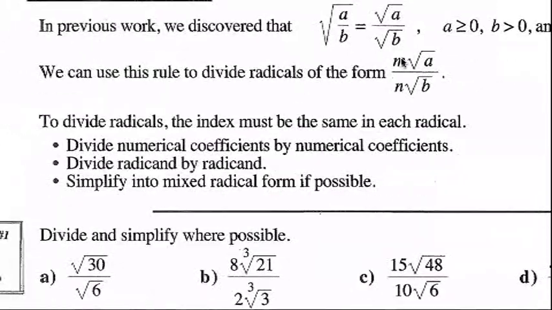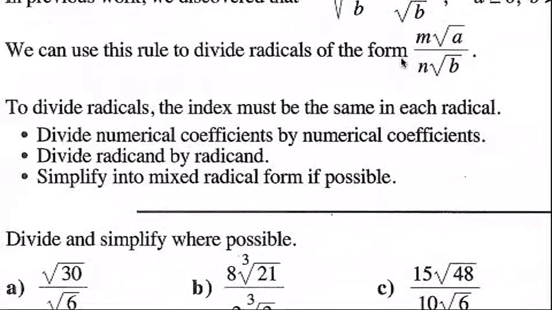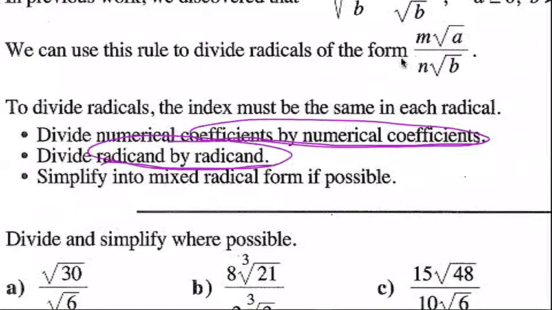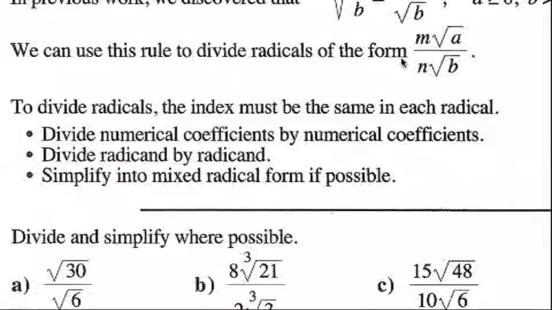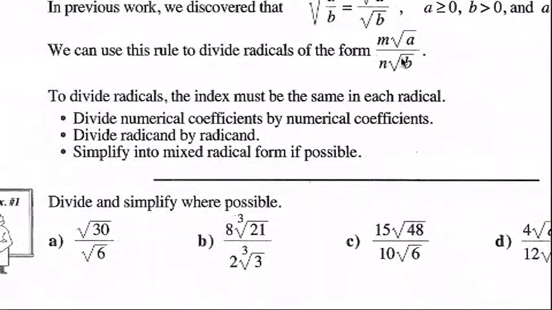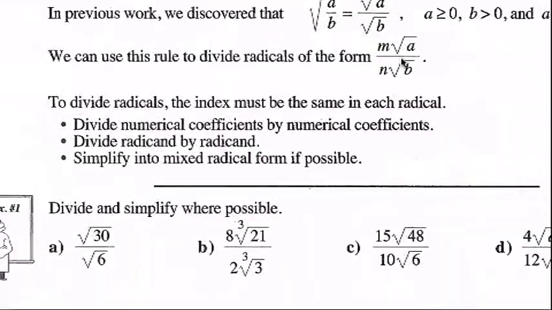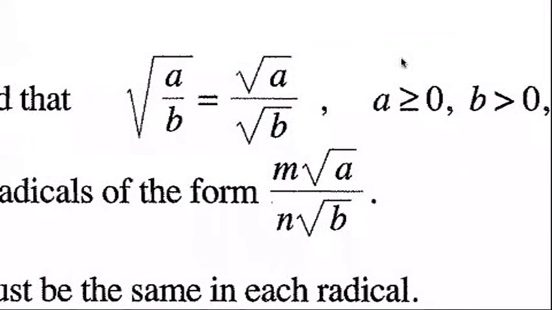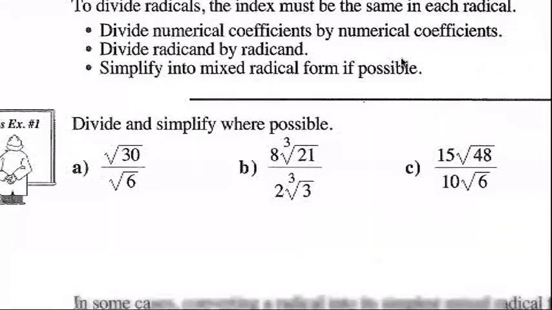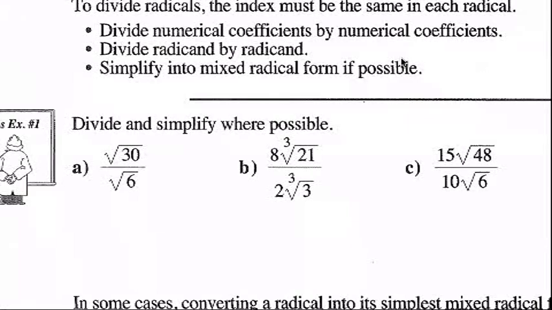To divide radicals, the index of the radical must be the same in each radical. You divide the numerical coefficients by the numerical coefficients, so the numbers outside by numbers outside. We can divide the radicands by the radicands if they're on the inside, and then of course always simplify into mixed radical form. Depending on the question, it's going to depend on the process, and you can use these three interchangeably. However you need to manipulate your radical to get your simplified form, you're allowed to do.